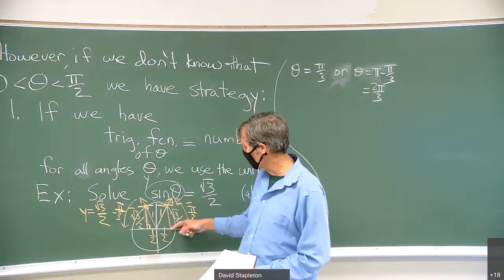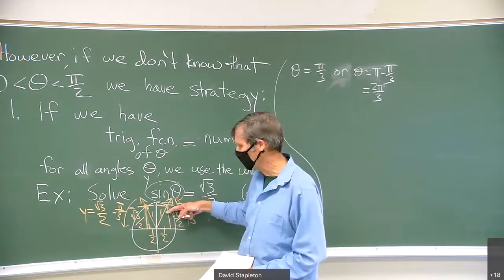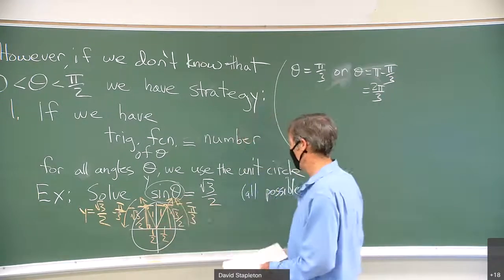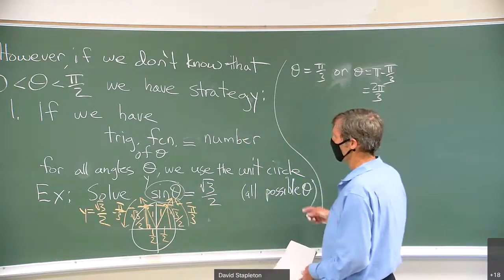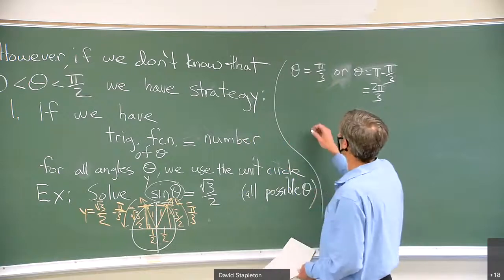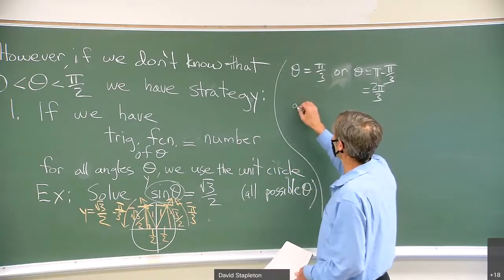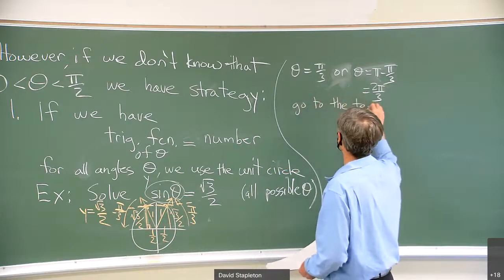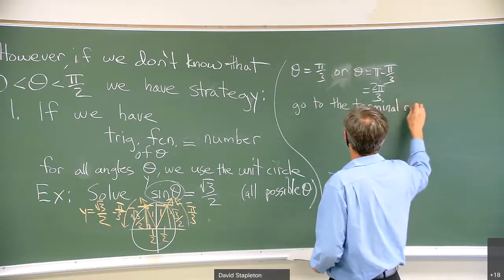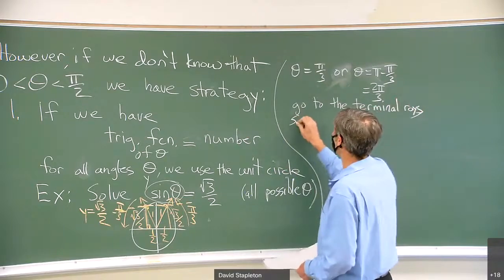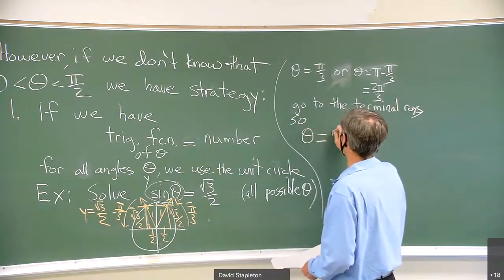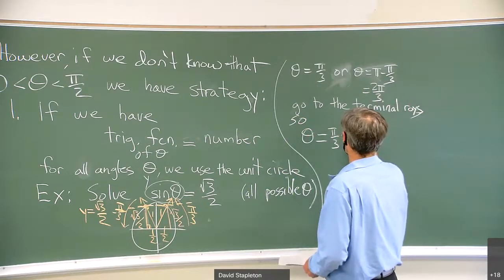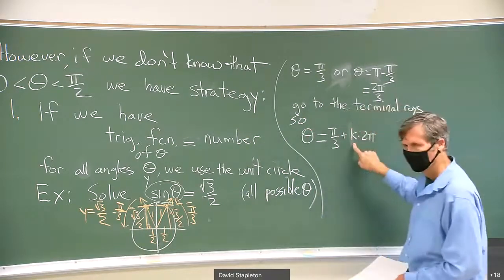Well, any angle of these terminal rays is the ones we picked, plus any multiple of 2 pi, any whole rotations, right? All coterminal angles just differ by a whole rotation, multiple of a whole rotation. So these go to the 2 terminal rays. So what are all the angles? Theta equals pi/3 plus k times 2 pi. This represents k rotations.